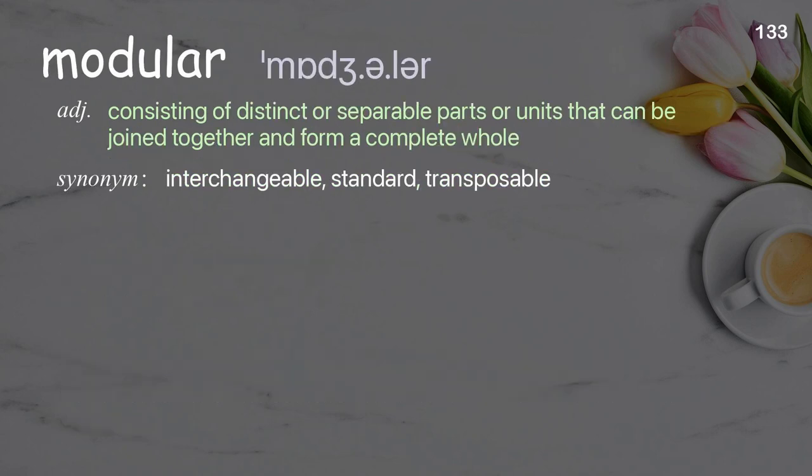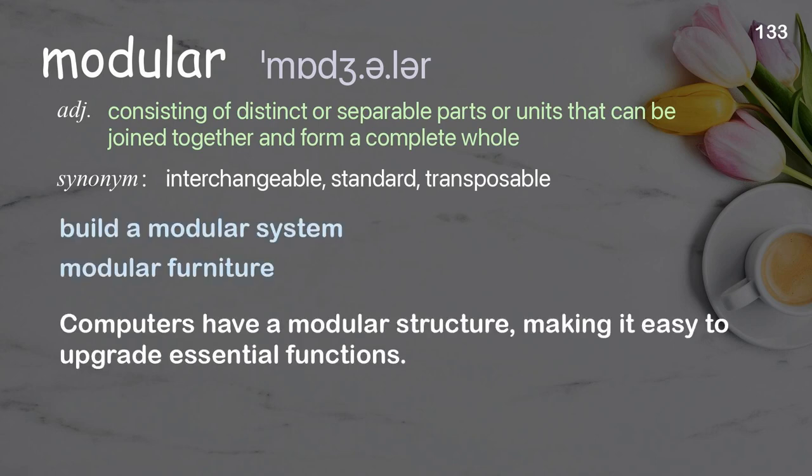Modular. Consisting of distinct or separable parts or units that can be joined together and form a complete whole. Examples: build a modular system, modular furniture. Computers have a modular structure, making it easy to upgrade essential functions.